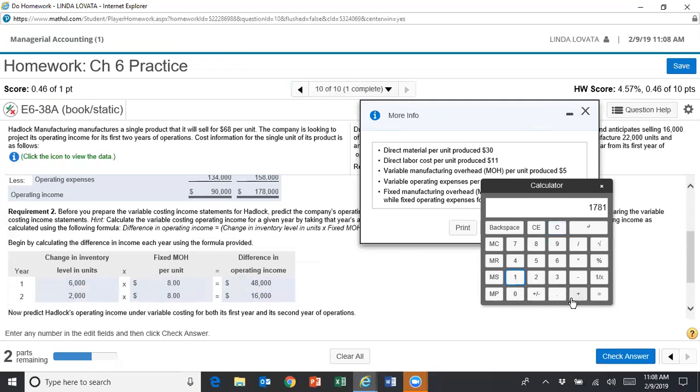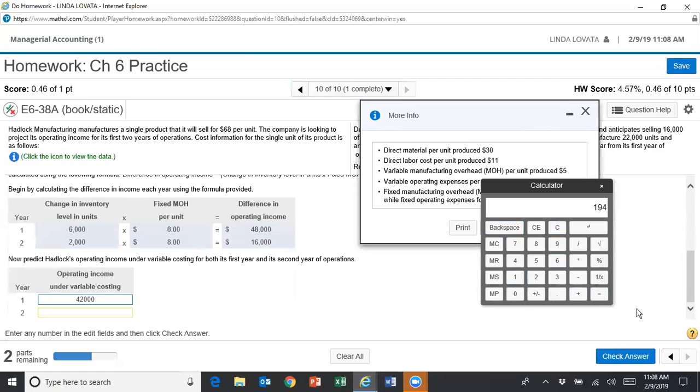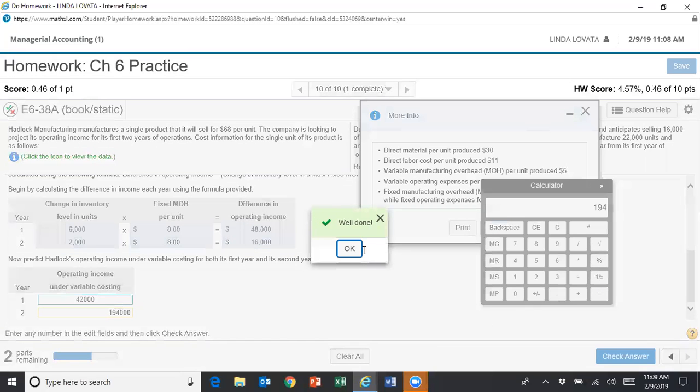Oops. Backspace. So I need to add another 16. And this one you've got like a 50-50 shot, obviously, of 194. And I'll check my answer. All right, we got it.